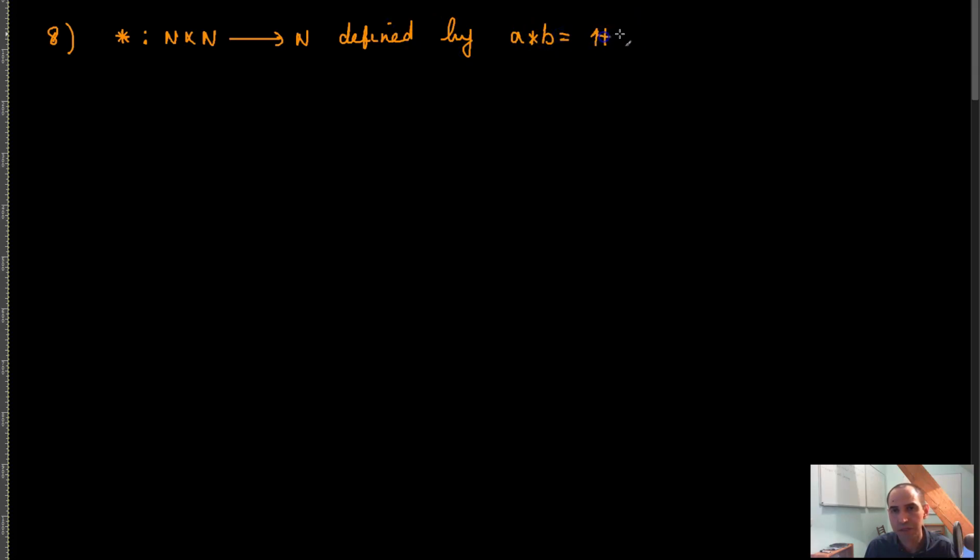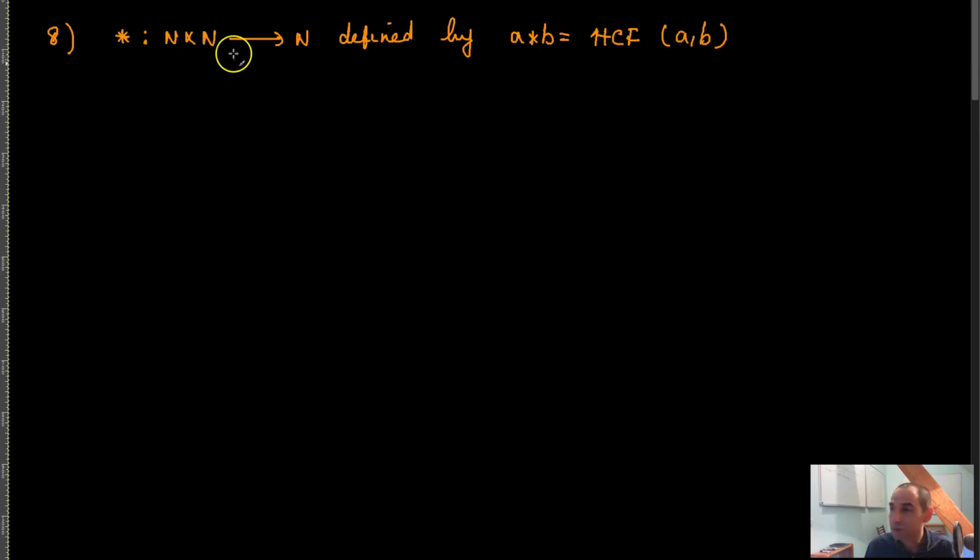So question number 8. We have, let star be the binary operation on N defined by a star b is the HCF of a and b. Is star commutative, is star associative, does there exist identity for this binary operation on N? So the question is that the star is a binary operation on the set of natural numbers N, defined by basically a star b is equal to the HCF of a and b.